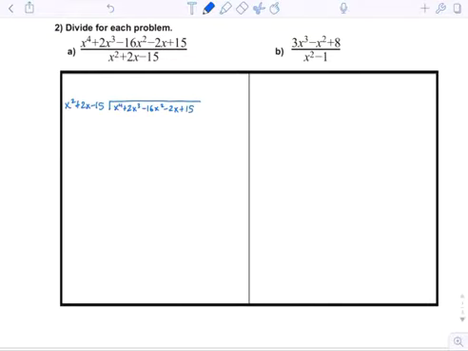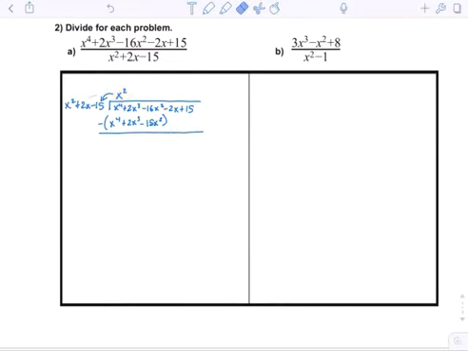Alright, so now x squared times what will give you x to the 4th? Well, I know x squared times x squared will give me x to the 4th. So now, once we have this one, we're going to distribute that to each one. X squared times x squared, x to the 4th. X squared times 2x is 2x to the 3rd. X squared times -15 is -15x squared. Now we're going to subtract the top from the bottom.